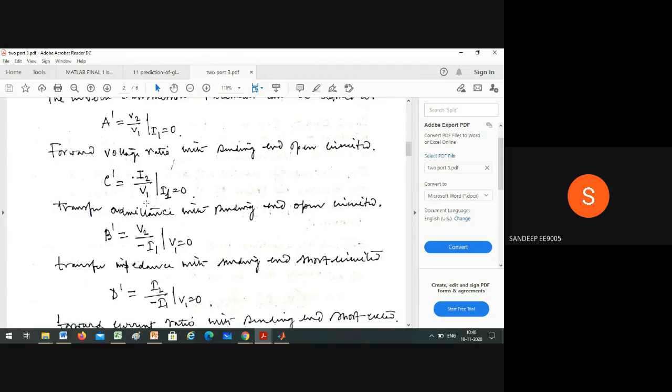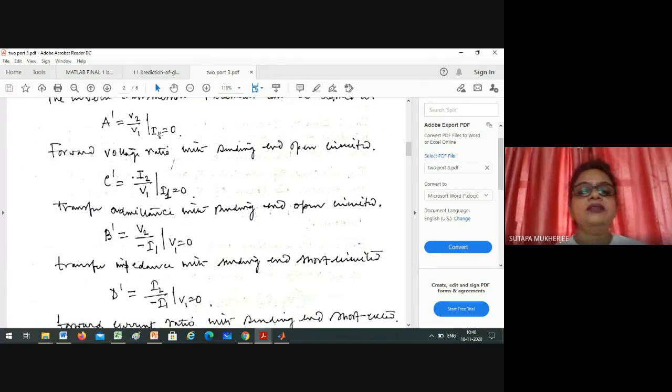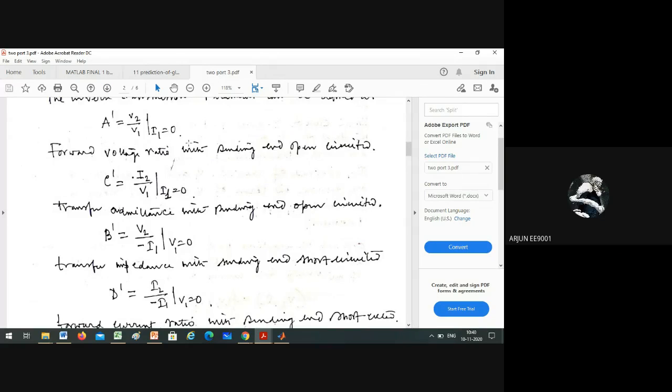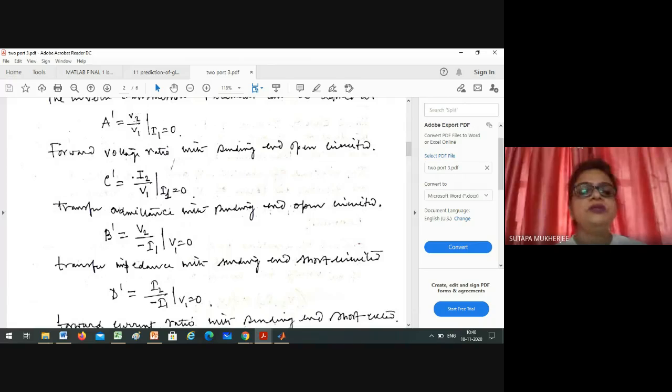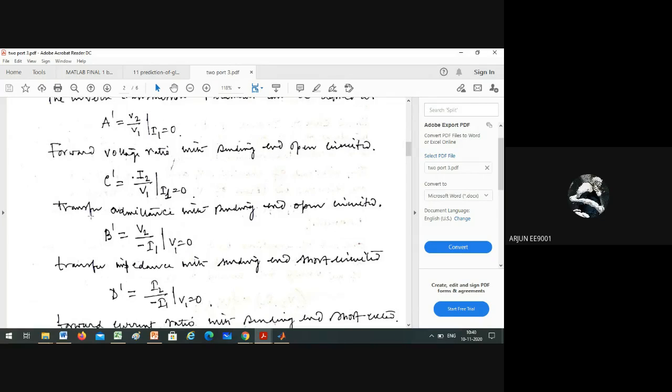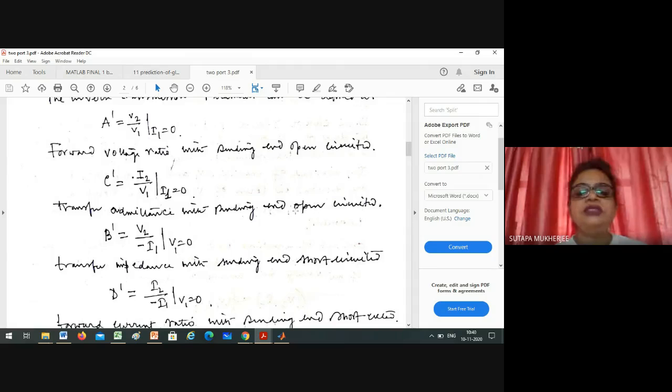Mho, ma'am. What is the unit of A dash? No unit, ma'am, because it is the ratio of two same items. Now, transfer admittance with sending end open circuited, that is C dash.